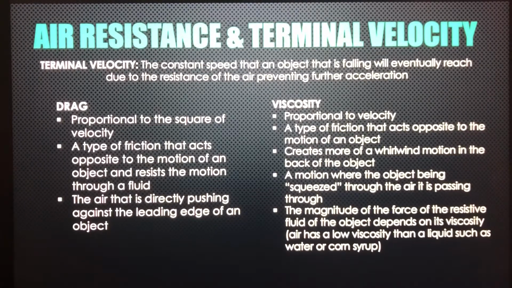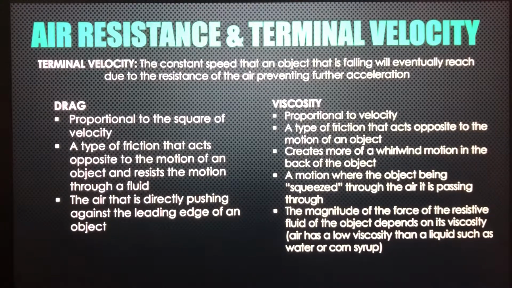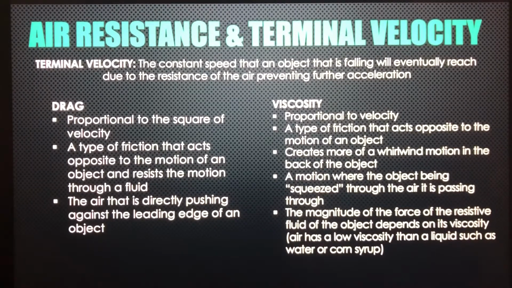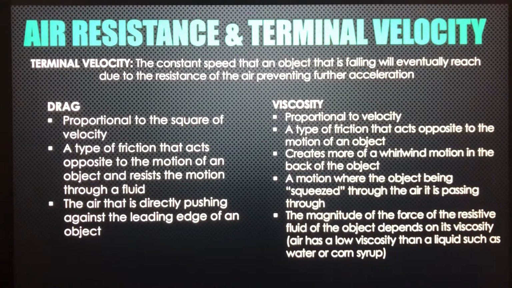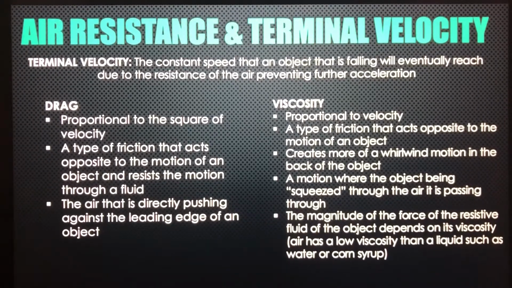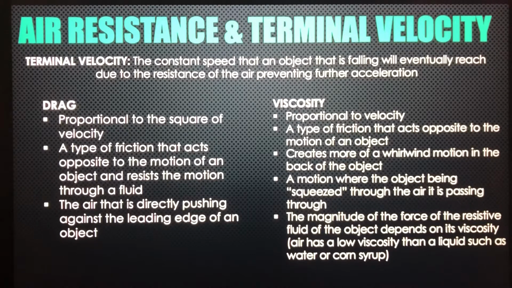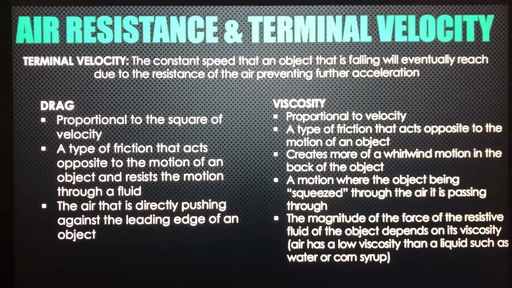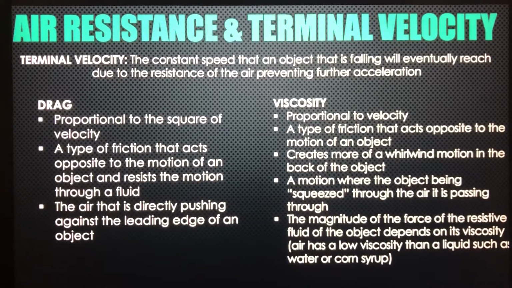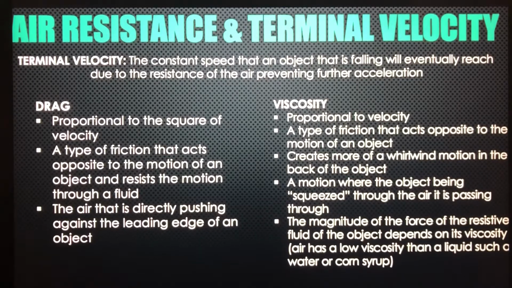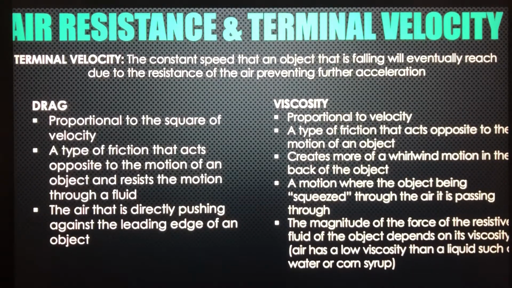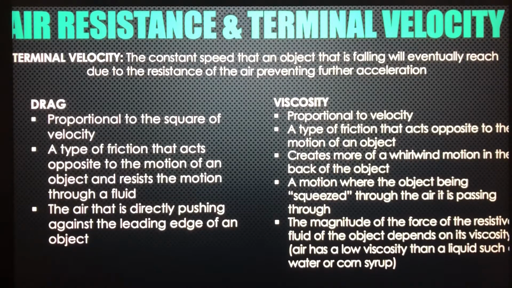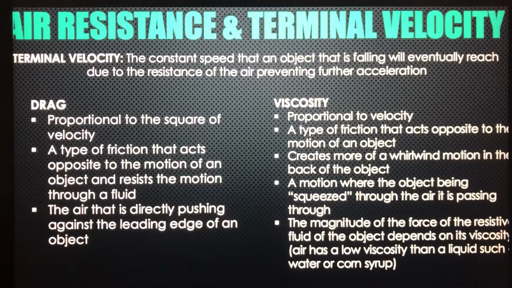Drag, which is what we used, is proportional to the square of velocity, which is a type of friction that acts opposite to the motion of an object and resists the motion through a fluid. It is the air that is directly pushing against the leading edge of an object, while viscosity is proportional to velocity, a type of friction that acts opposite to the motion of an object. It creates more of a whirlwind motion in the back of the object, through which the object being squeezed through the air is passing. The magnitude of the force of the resistive fluid on the object depends on its viscosity. Air has a low viscosity, unlike a liquid such as water or corn syrup.